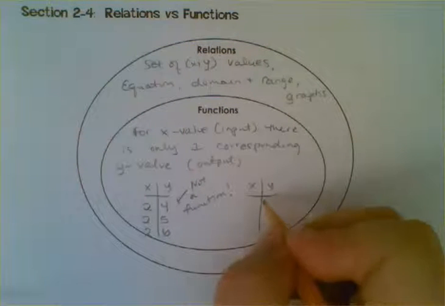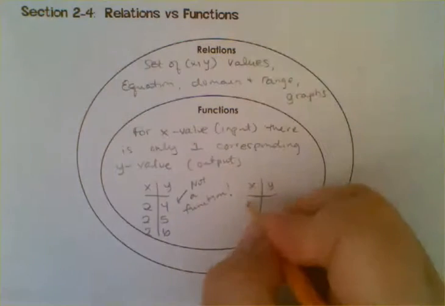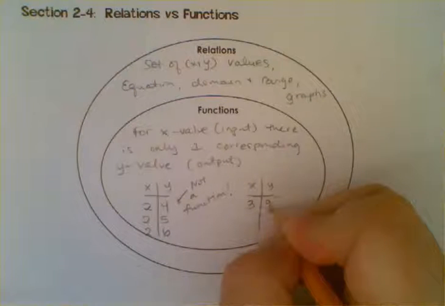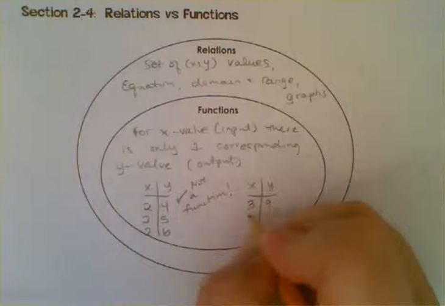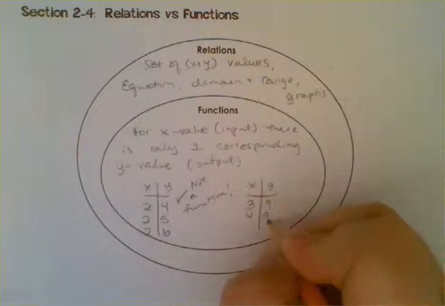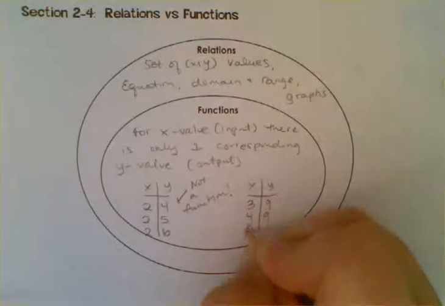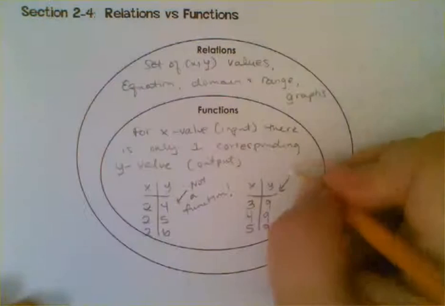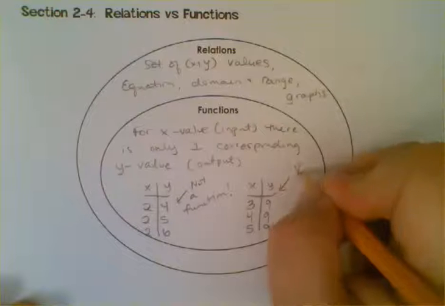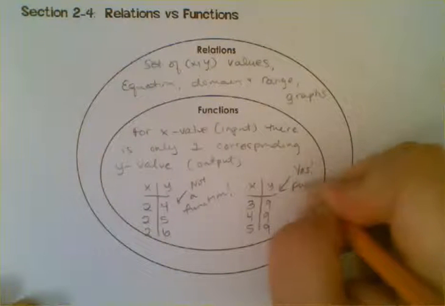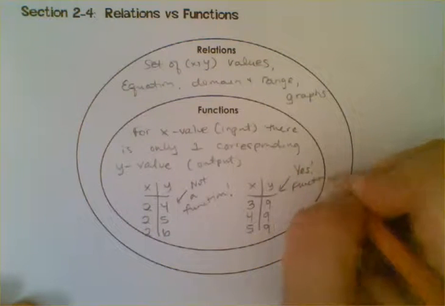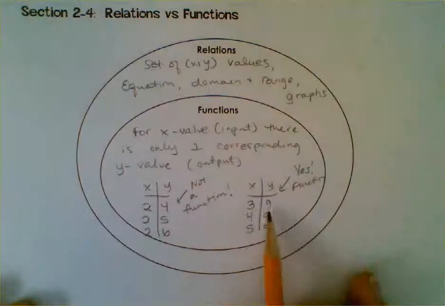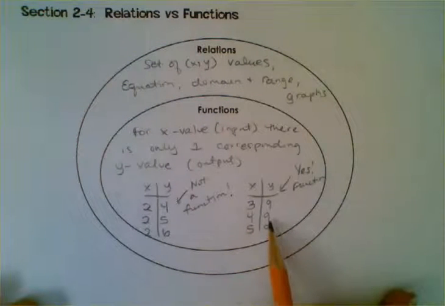Over here, let's say you put in a 3, you get out a 9. You put in a 4, you get out a 9. You put in a 5, you get out a 9. This is a function. In this case, 3 is matched with 9, and that's okay because it's only matched with 9. 4 is also matched with 9, which is fine. It can always be matched with 9.